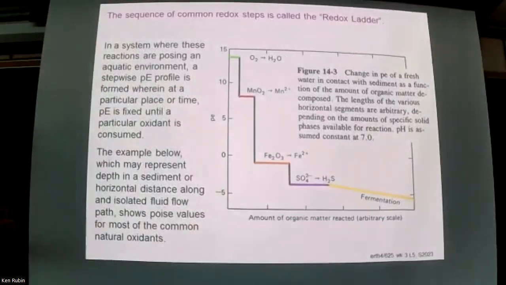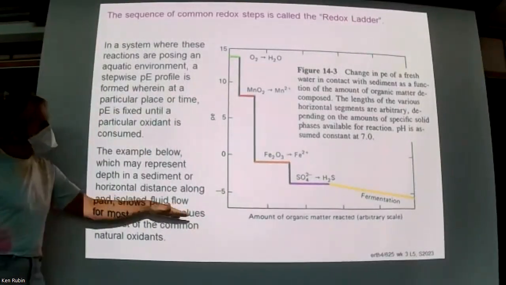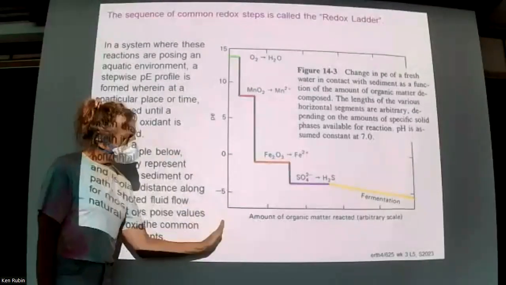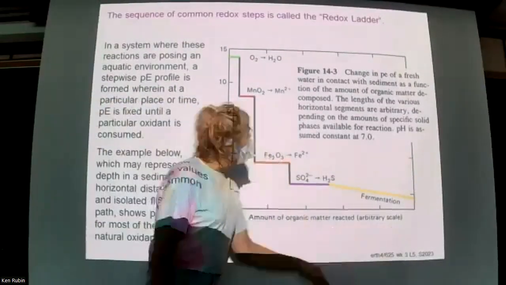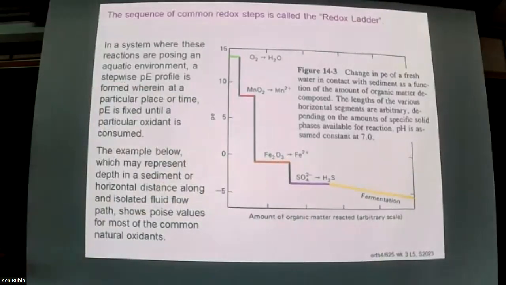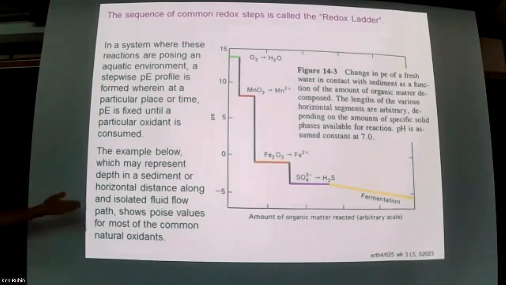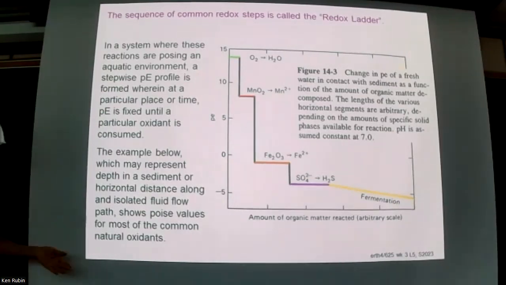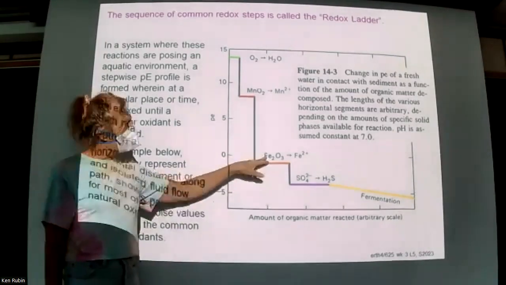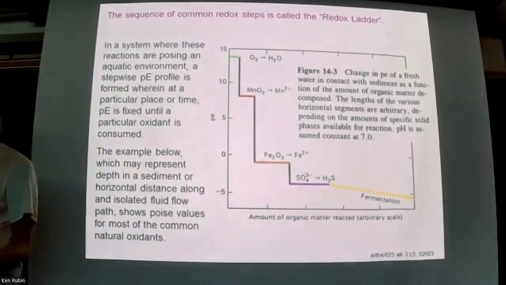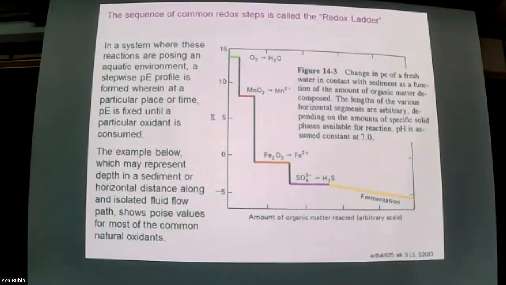This is a slightly more sophisticated way. Again, amount of organic matter reacted, arbitrary scale. This means going from no organic matter reacted to a lot. And over here we have PE values. And again, you can see some more of those poise reactions. Oxygen going to water, manganese oxide going to manganese reduced, iron oxide to reduced iron, sulfate to sulfide. And then along this pathway of methanogenesis, there are other reactions as well that collectively are called fermentation.